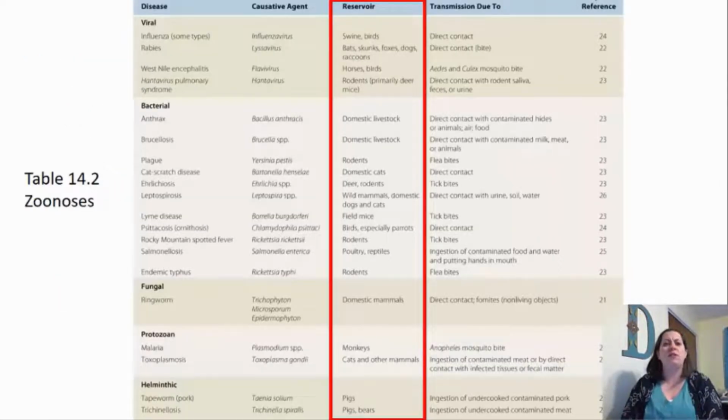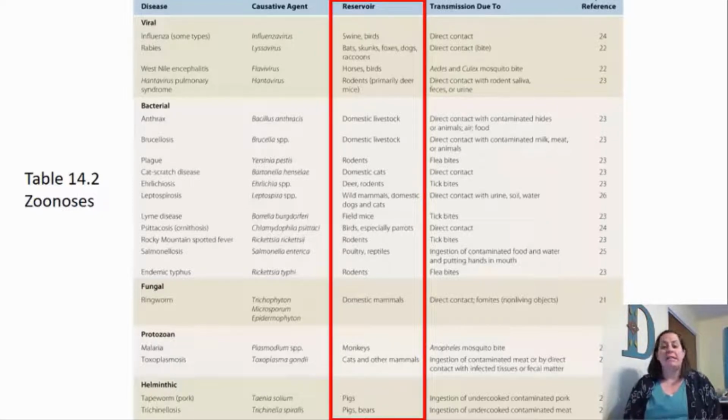So one thing to note, guys, is that there are quite a few different types of organisms that are transmitted from animals to us as humans. These are known as zoonosis, and if you'll notice here, the different reservoirs can be a lot of different things, but they could be swine or birds, which are pigs or birds, bats, skunks, foxes, dogs, raccoons, horses, rodents, even domestic livestock, like cows, donkeys. We also see even cats, deer could carry it, certain reptiles. And so you'll notice that there's a very wide range of these reservoirs of certain diseases that potentially can move from animals to humans. And they're listed here.